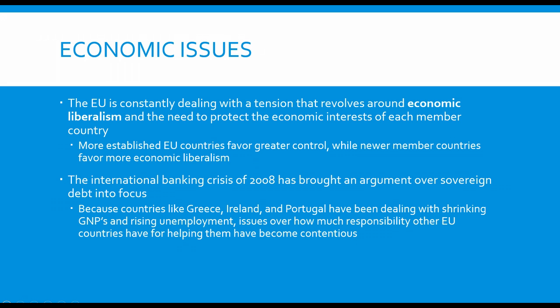More established EU countries favor greater control because they want to see that their economies are protected. Newer members favor more economic liberalism because they look at that as a benefit that will allow them to grow their economy. The international banking crisis of 2008 has brought an argument over sovereign debt into focus. So this tension between economic liberalism and protectionism was really brought to a head in 2008, because you've got countries like Greece, Ireland, and Portugal who have been dealing with shrinking GNPs and rising unemployment. Issues over how much responsibility other EU countries have for helping them have become contentious.